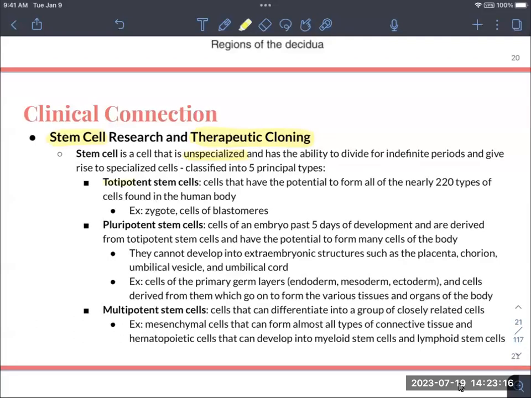So we can have totipotent stem cells. They can form almost all of these 220 types of cells we have in our body. Pluripotent stem cells. These are in an embryo that is more than 5 days old. They're derived from these totipotent stem cells. So they still can form many of the different cells in our body, but they cannot become the placenta, the chorion, umbilical vesicle, or the umbilical cord. And then we have the multipotent stem cells. These are the ones that can differentiate into a group of closely related cells, like those mesenchymal cells. Those are prenatal connective tissue cells, so they differentiate into all the different types of connective tissue.